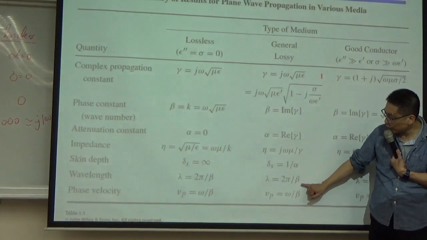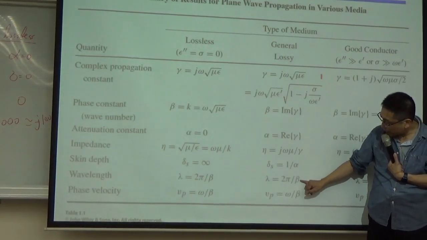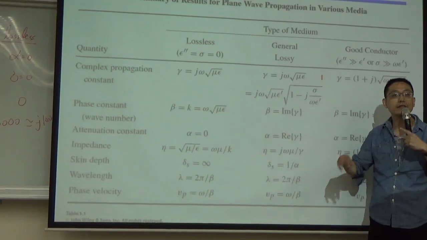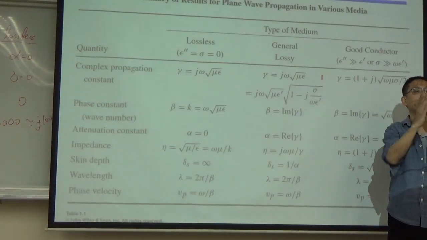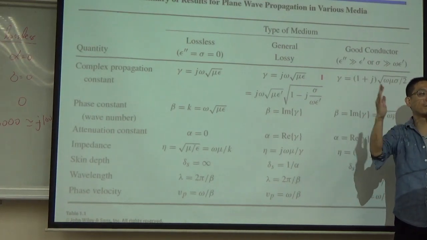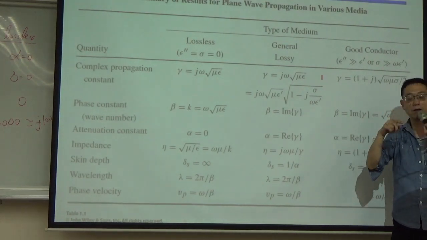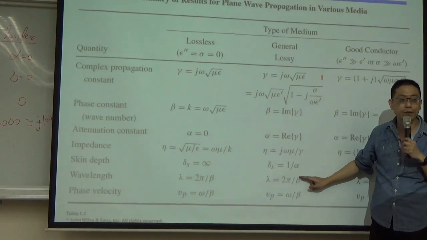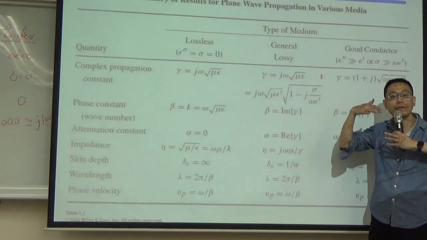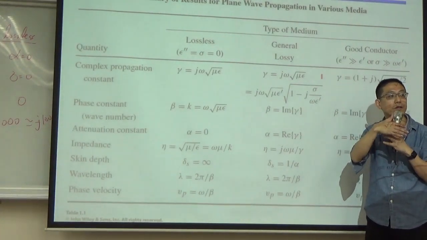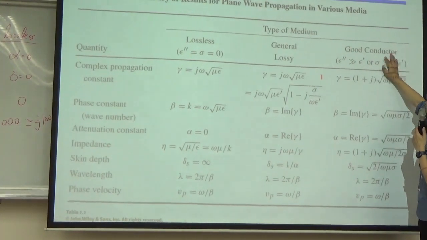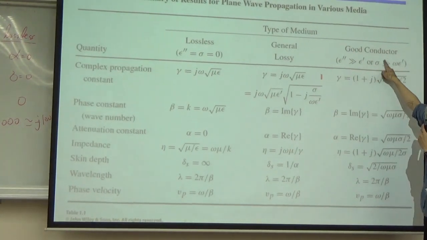Because it depends on your beta, right? Your lambda and the VP depend on your beta. You can see that even if you have an attenuation, your propagation constant, your beta, is the same, so your beta will not change according to alpha. So these two will be the same. Your speed and your length are the same, but you have an attenuation. Those are different. And for a good conductor, you have these conditions.